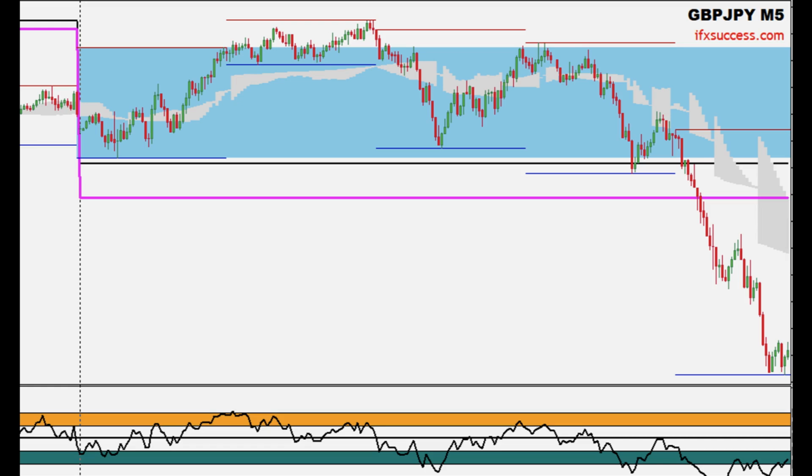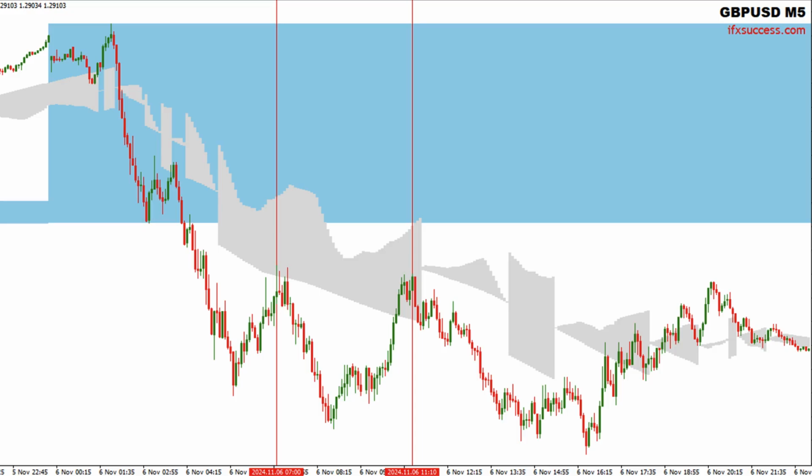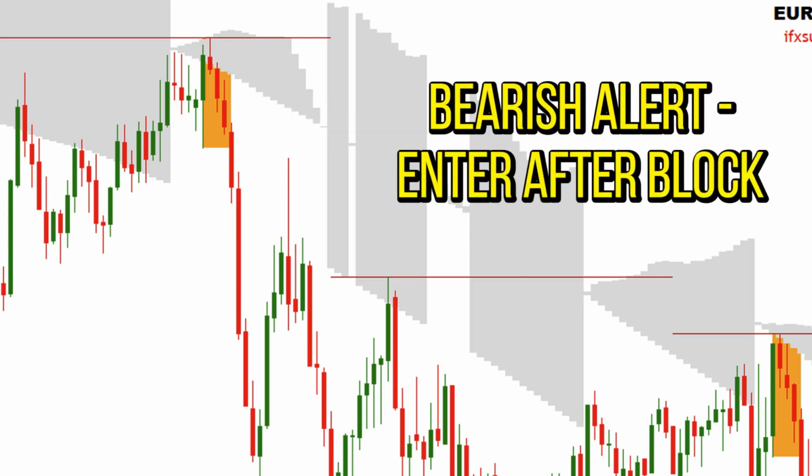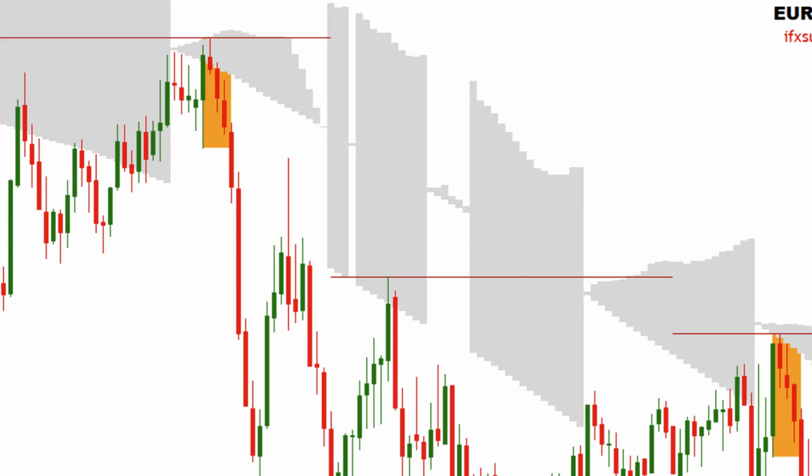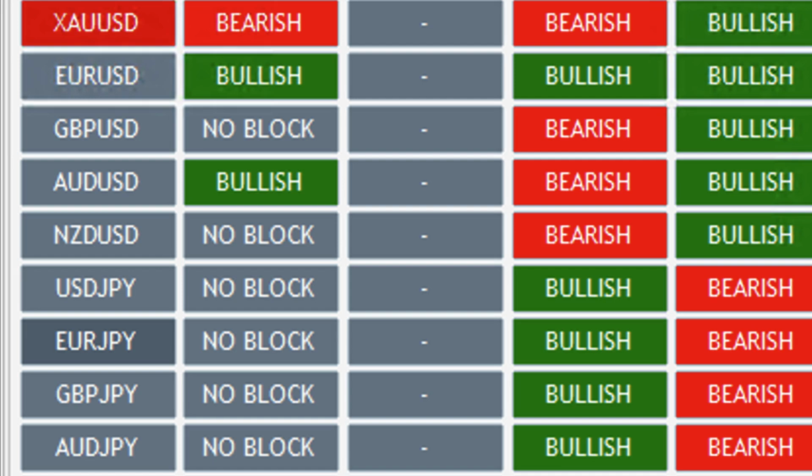Use the blue zone formed by the first 4-hour candle as guidance. Sell near its upper boundary, below the zone, or even within it depending on other confirmations. Wait for a bearish reversal order block alert using the trend dashboard. You can enter on a reversal block or trend block, depending on the market setup.